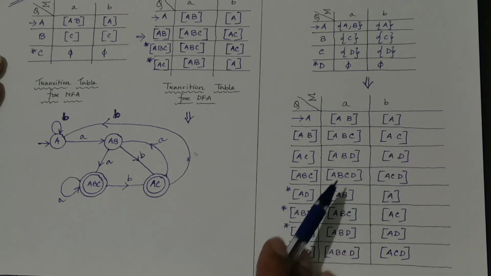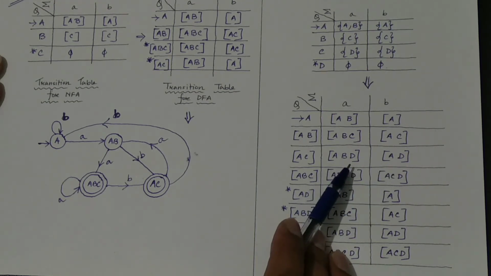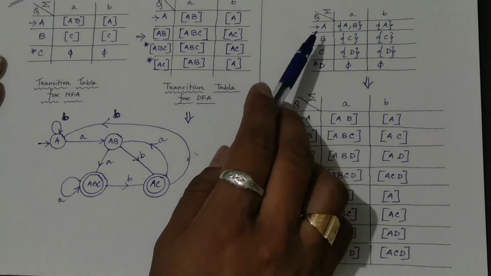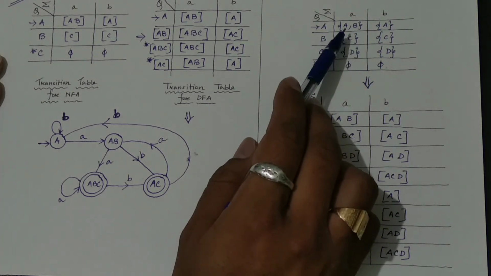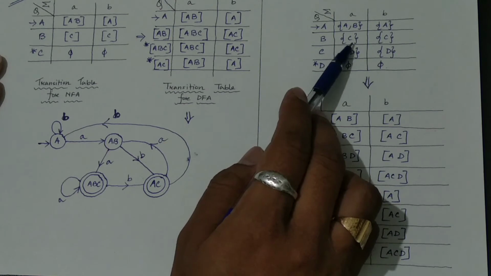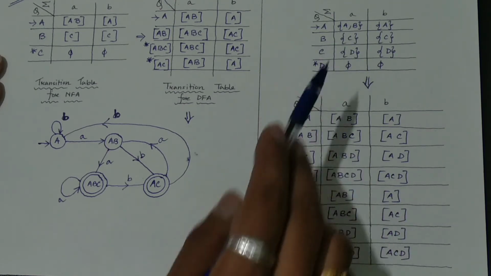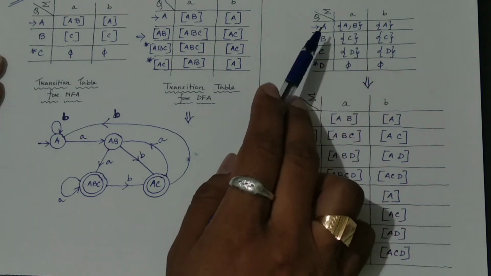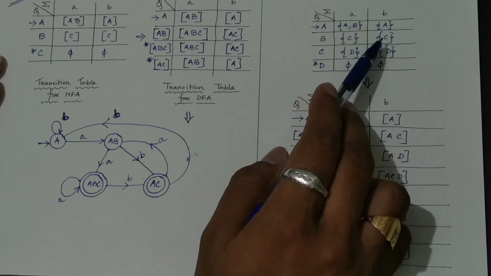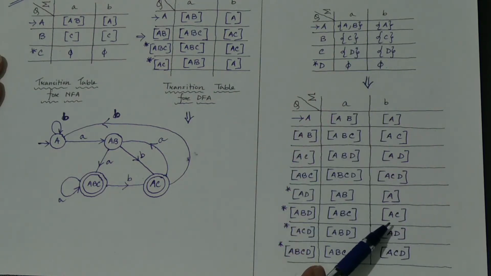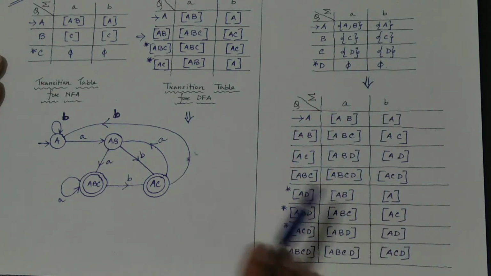Now what will be the next state? ABD is the next state. So ABD I have checked. A, B and D. What is the possible combination? A, B, C and phi. So the answer will be ABC. See, ABC. A, B and D on B: A, C and phi. So AC will be the one. Clear? These two are already done. So leave as it is.